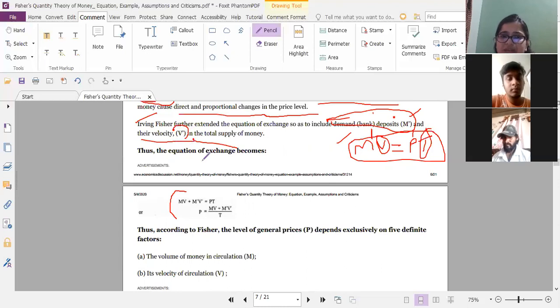So now we are making little changes to this equation. We are trying to include M dash and V dash. Though it does not make much difference to the equation, we'll just see.